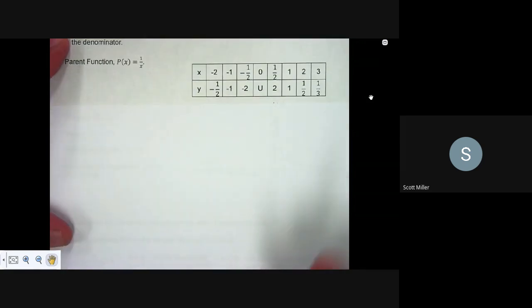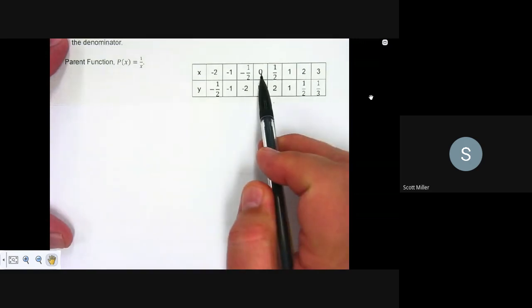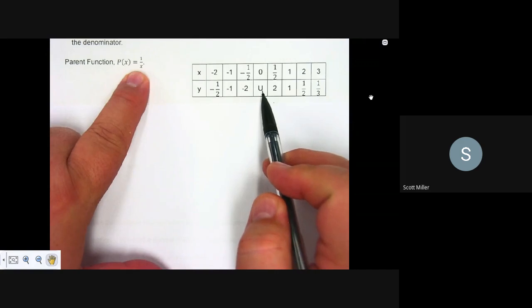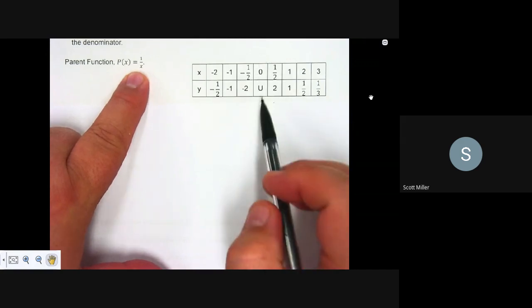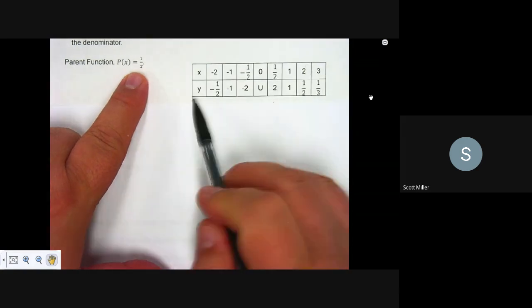So I made a table real quickly. I just plug in these numbers up here at the top. Notice that at 0, I can't plug in 0 in the bottom because it would be undefined. So that's what that U here means, it's undefined. And we want to see what that looks like in part of our graph. That's an important part. Just plug in the rest of the numbers. You get these values right here.